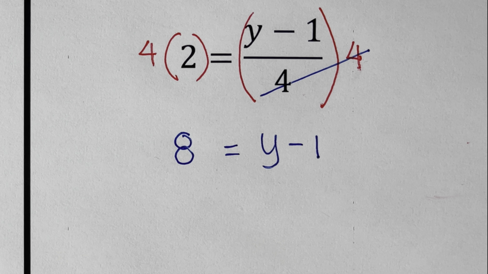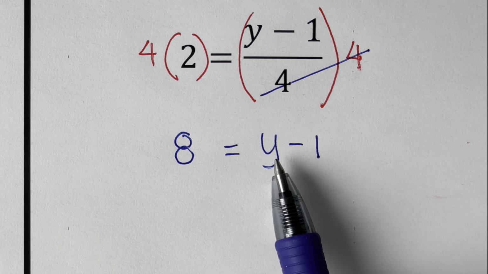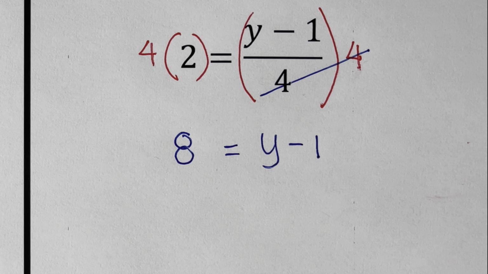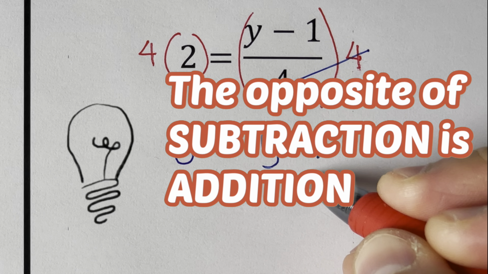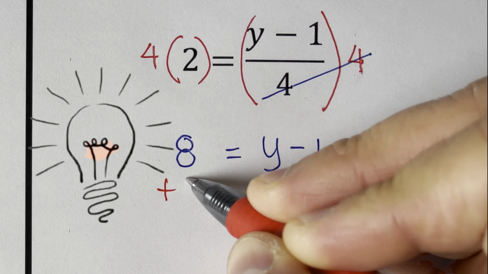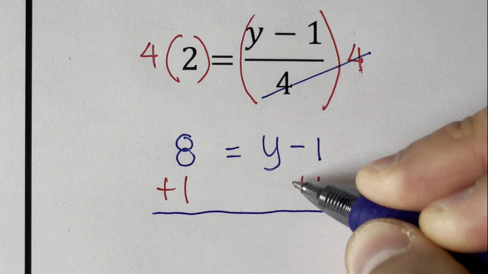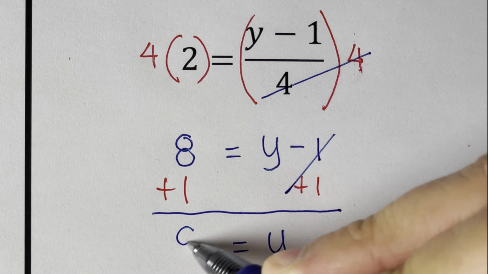Again, our target is to isolate y by itself. We still have a negative 1 here. So this is read as y minus 1, or y subtracted by 1, is equal to 8. We know that the opposite of subtraction is addition. So I'm going to add 1 to both sides. Then we can cross this 1 out. And so we are left with y is equal to 9.